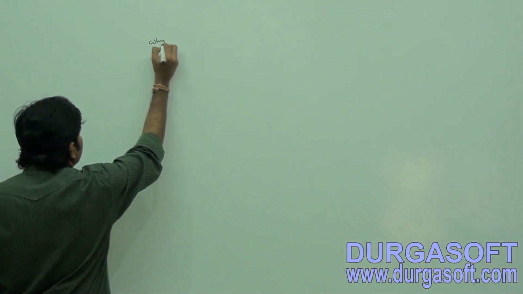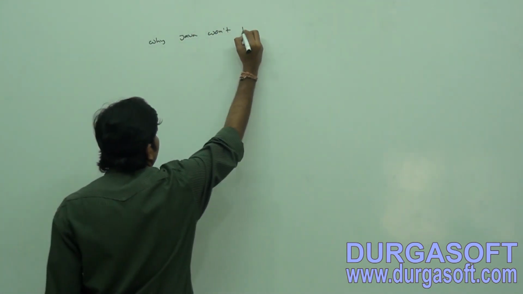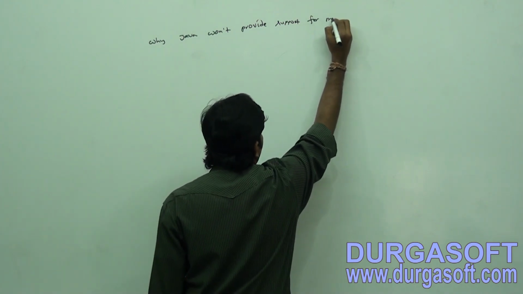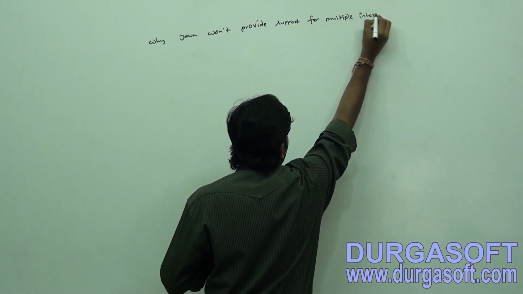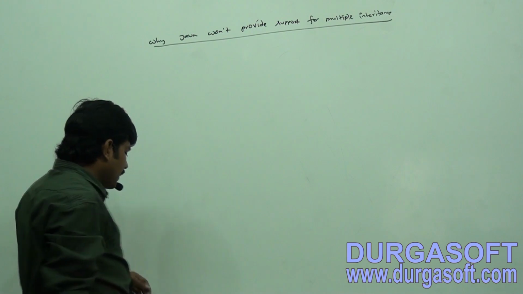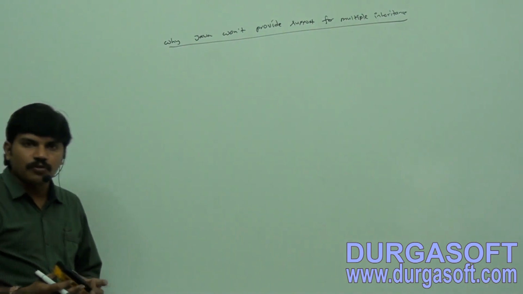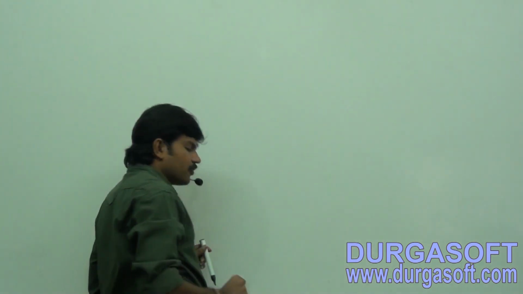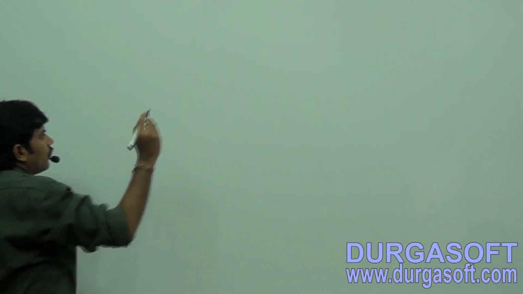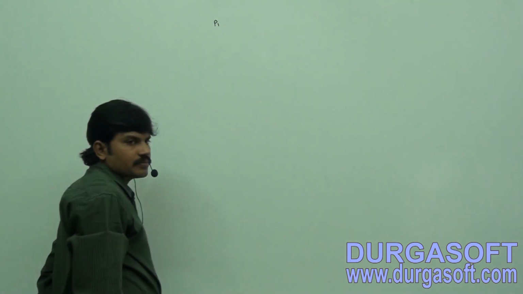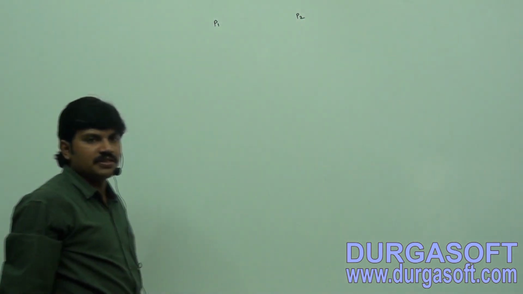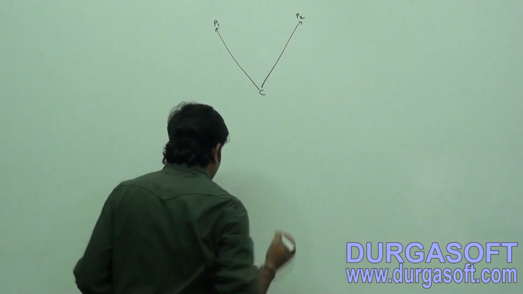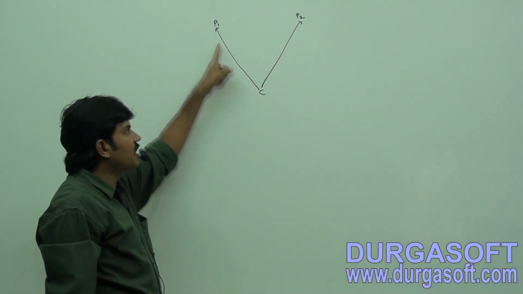Why Java won't provide support for multiple inheritance? Very simple. I have parent P1 and parent P2. Now this is the child. Assume C extends P1 and P2. Of course it's not possible, but assume it.